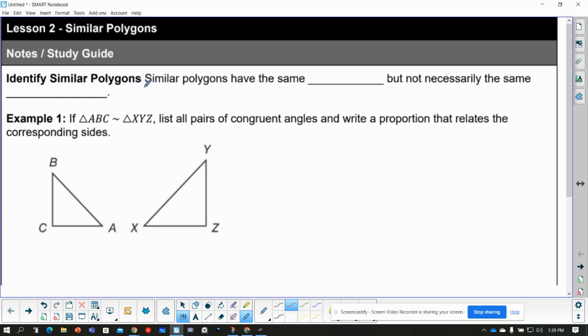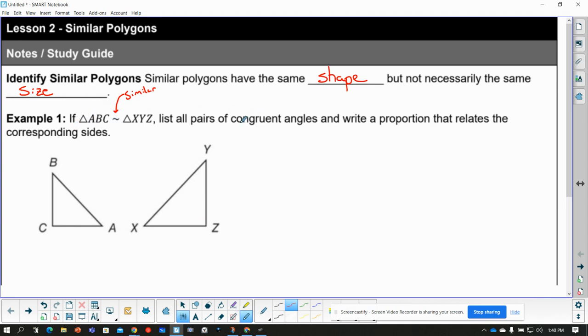Identifying similar polygons. Similar polygons have the same shape, but not necessarily the same size. Okay. So if polygons are similar, and we have this symbol right here, do you see this little squiggly line right there? That's the symbol for similar. And it means that this triangle ABC, this one right here, is similar to triangle XYZ. So these triangles are the same shape, but not the same size.